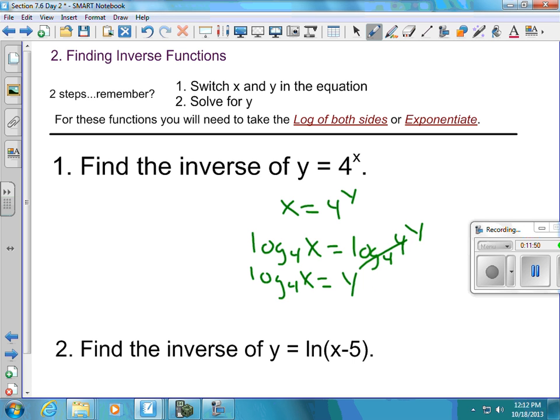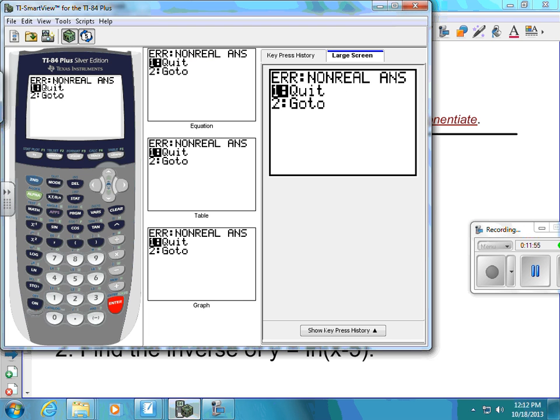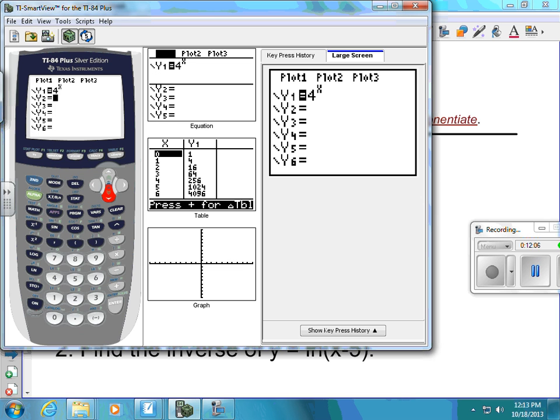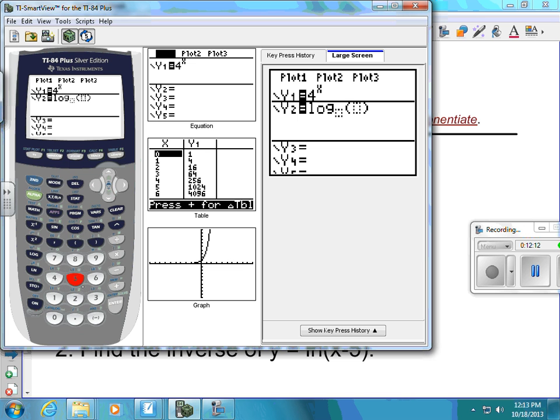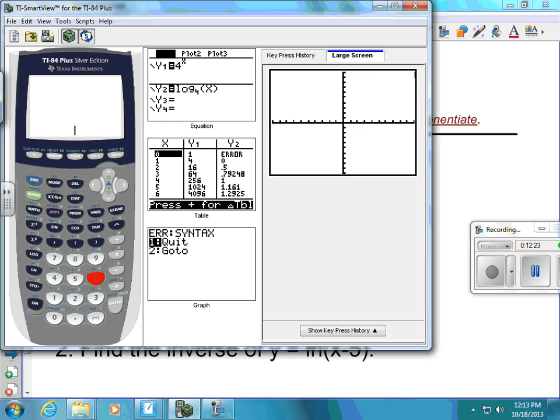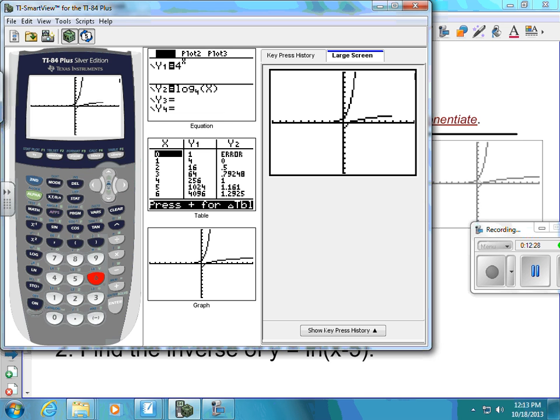Can I check that by graphing? Okay, when I graph it, I'm going to graph the original equation. Let's go to y equals, and we're going to plug in y equals 4 to the power of x. And we're going to plug in y equals log base 4 of x. And we're going to graph them. I'm going to do zoom 6 because I don't know what kind of window I have here. And when I graph them, here is the picture that I get.